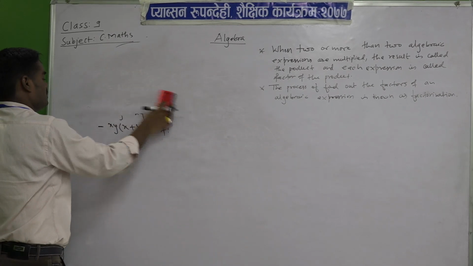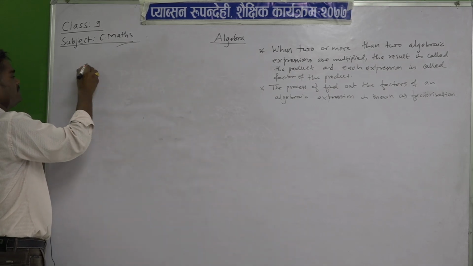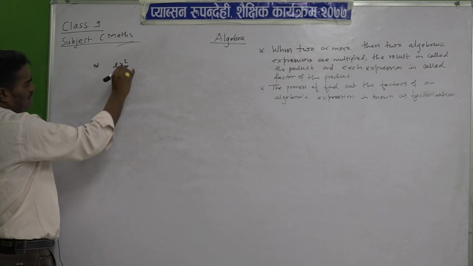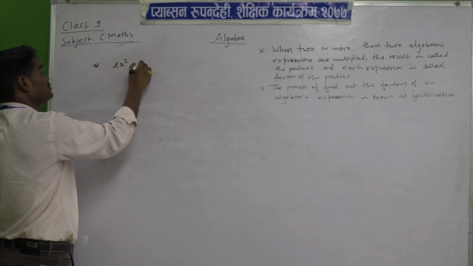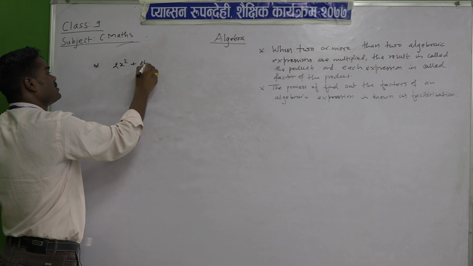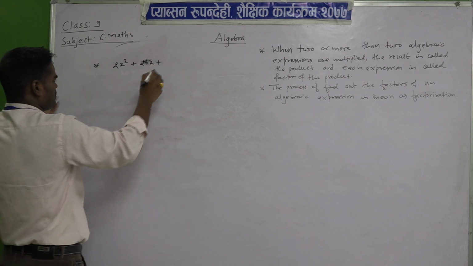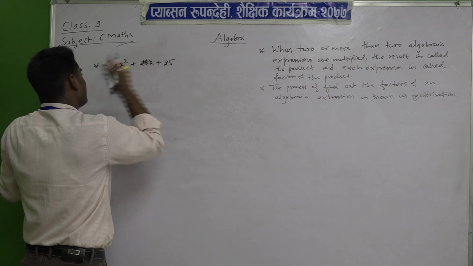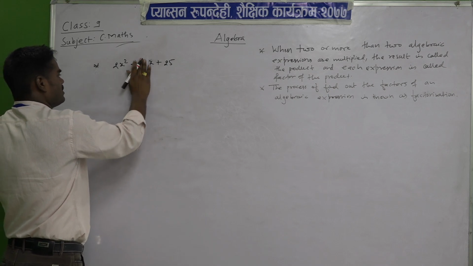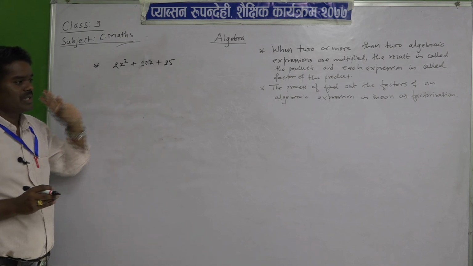Now see some more examples, like here 2x square plus 10x plus 25.